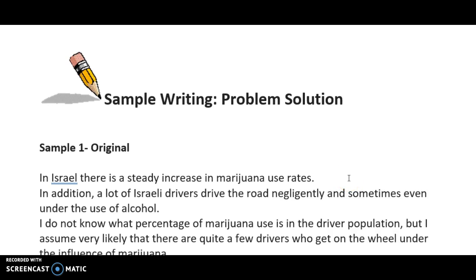Hi everyone. Today we're going to look at some samples of the writing that you did for the assignment of problem and solution. You were asked to write 2 paragraphs. In the first paragraph you describe the problem, in this case whether or not there's a similar kind of problem here in Israel of driving under the influence of cannabis. And in the second paragraph, you were asked to relate to a possible solution to the problem. So let's take a look at some of the examples.